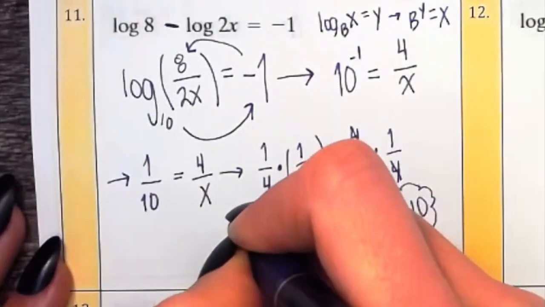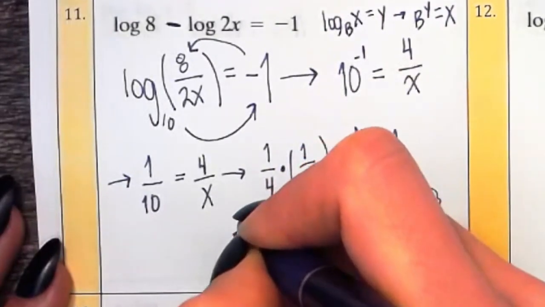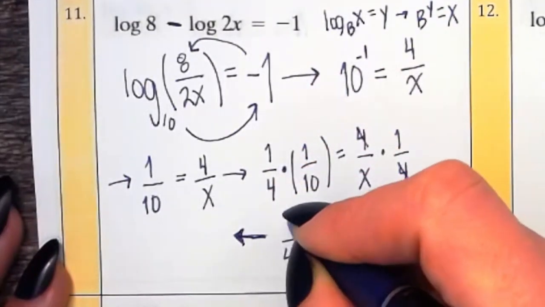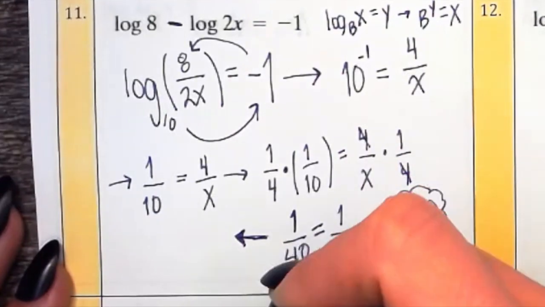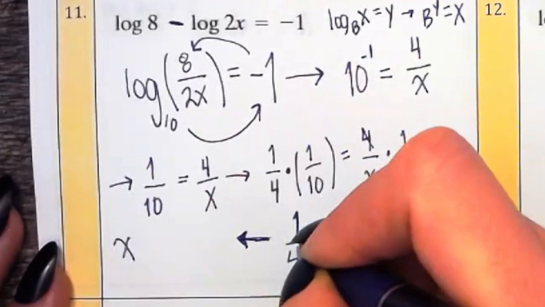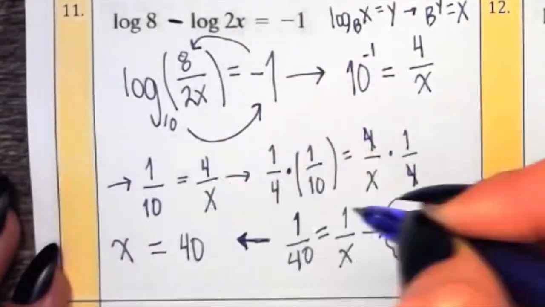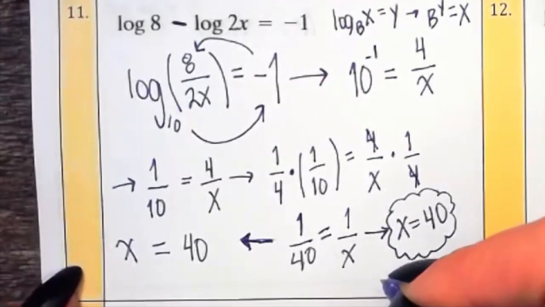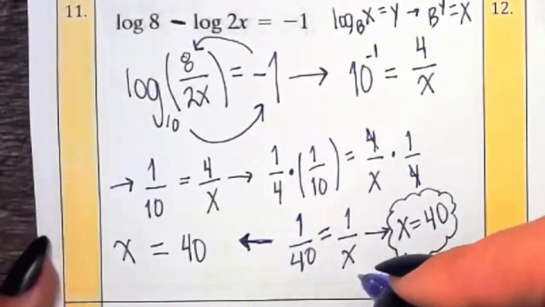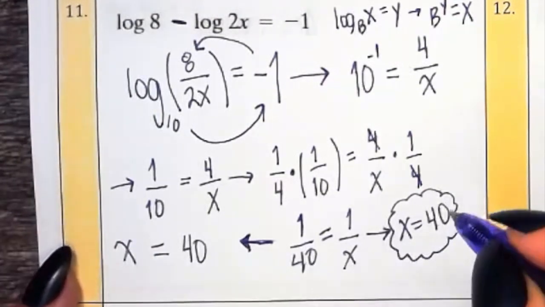Another option, if you remember from geometry, is the product of the extremes equals the product of the means. So you can multiply 1 times x and you get x. You can multiply 40 and 1 and you get 40. And those are equal to each other. So in either case, we're really good to go. Okay, so you'll get 40 for x for this question. You can go back and check it. I promise it works.